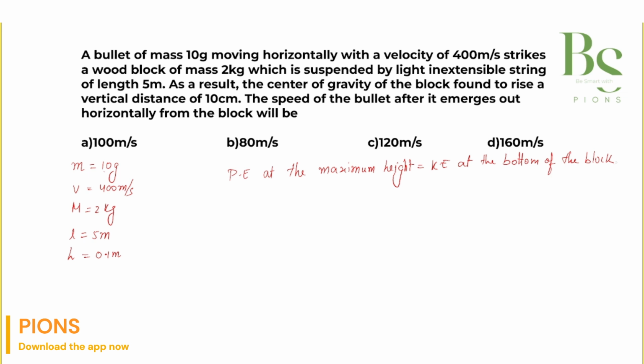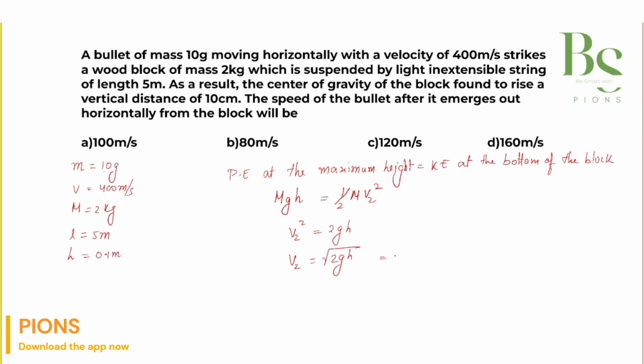Now that will be how much? That will be capital M g h, which will be equal to half m v squared. I have taken v for the block, so let's call it v2 squared. Now v2 squared will be equal to 2gh, as M and m cancel on both sides. So velocity v2 will be equal to the square root of 2gh.